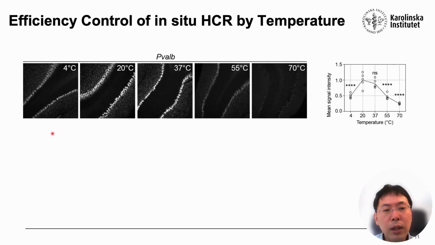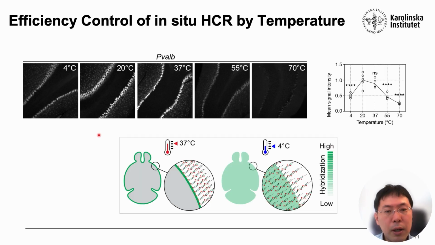When staining 3D samples, room temperature or 37 degrees consumed all DNA hairpins at the tissue surface. However, lowering the temperature to 4 degrees helps suppress reagent consumption at the tissue surface. This allows the reagent to diffuse deeper into tissue, as you can see here. By tuning the HCR efficiency in this way, we were able to achieve full penetration of the staining reagent throughout the entire frame.